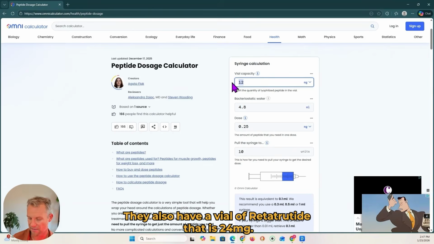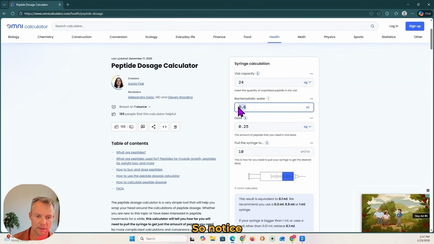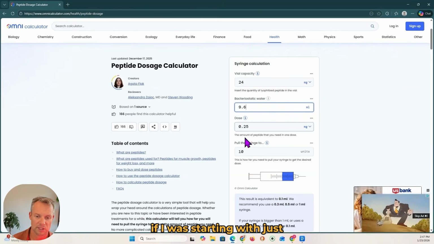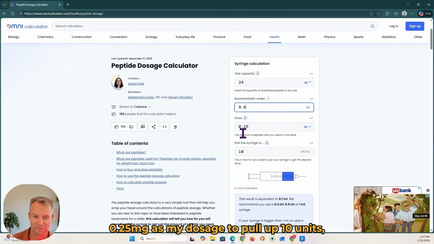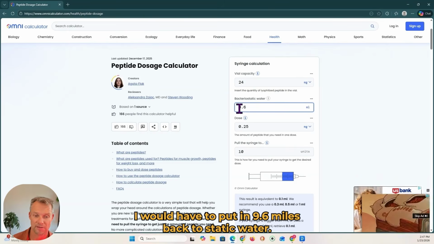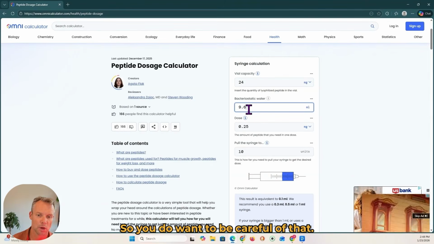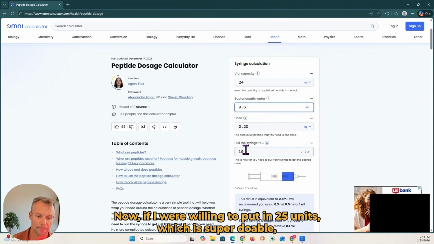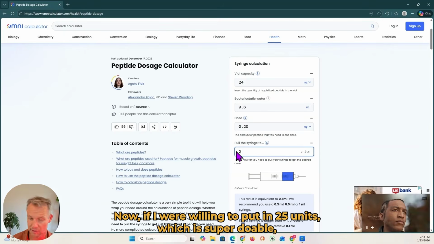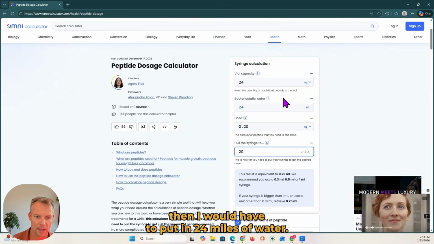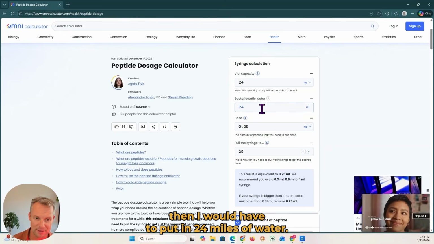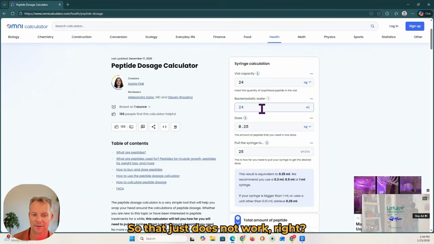They also have a vial of retatrutide that is 24 milligrams. So notice if I was starting with just 0.25 milligrams as my dosage to pull up 10 units, I would have to put in 9.6 mLs of bacteriostatic water. That's too much for almost all peptide vials. So you do want to be careful of that. Now, if I were willing to put in 25 units, which is super doable, then I would have to put in 24 mLs of water. So that just does not work, right?